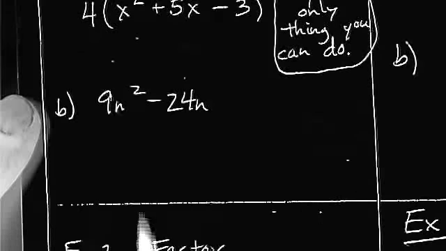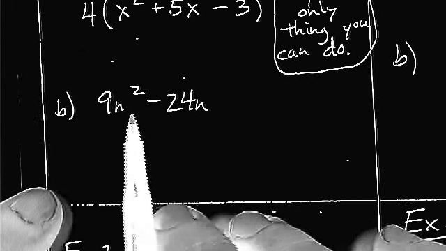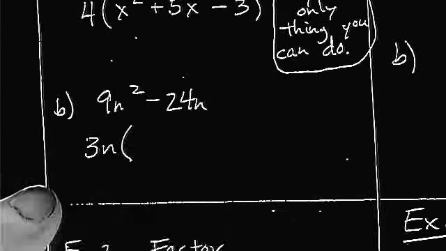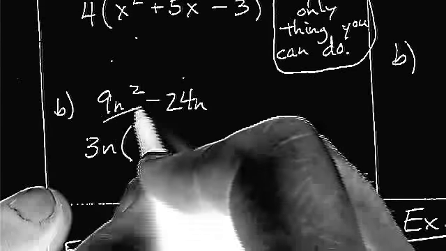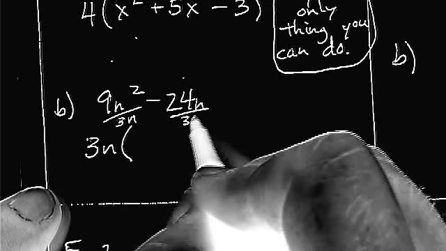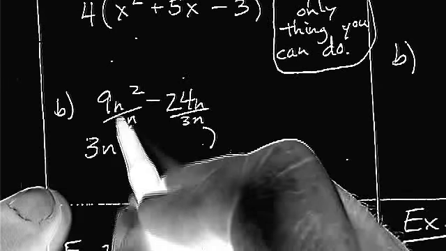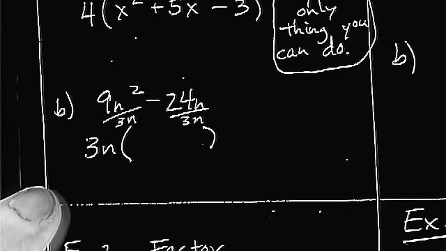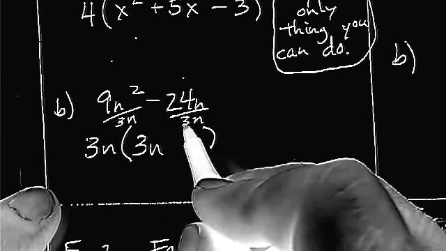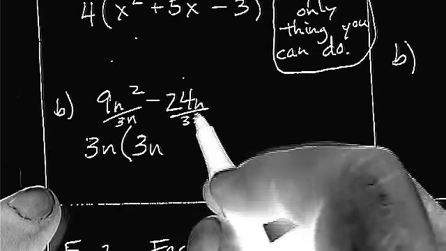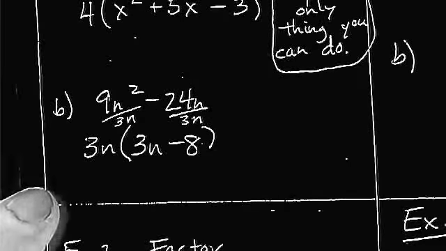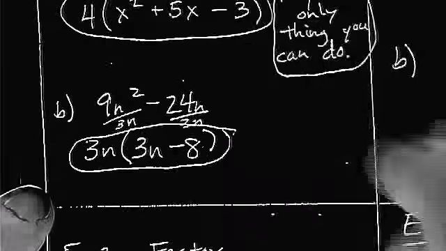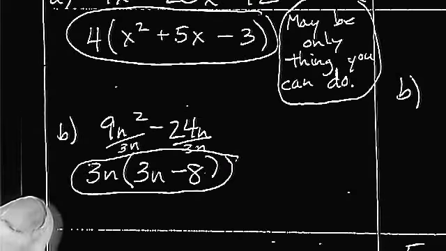So the thing that these two things have in common is not only do they have a 3 in common, but they also have an n in common. So I'm going to pull out the 3n. In other words, all I'm doing is dividing each one of these by 3n to see what's left. So 9 divided by 3 is 3, and n gets rid of one of those n's. So we have 3n. 3 goes into 24 8 times, and the n's cancel out, so I have a minus 8. That's all you can do with that one, just like on the previous one. All you could do is pull out the 4.